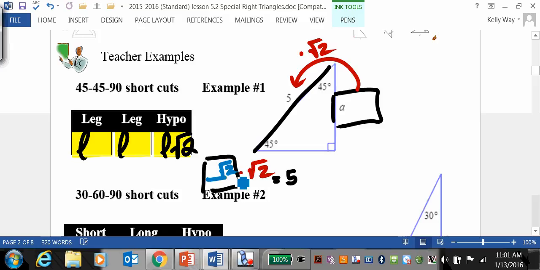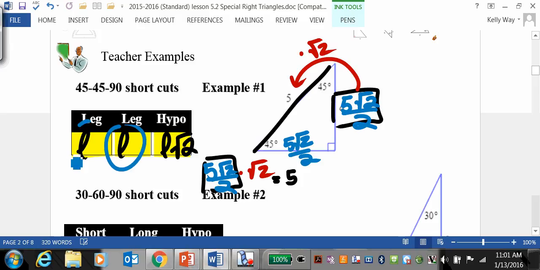To get to 1, you have to divide by 2. I have a 1. 1 times 1 is 5. So the whole thing is 5 root 2 over 2. Which makes this 5 root 2 over 2 because the legs are equal.